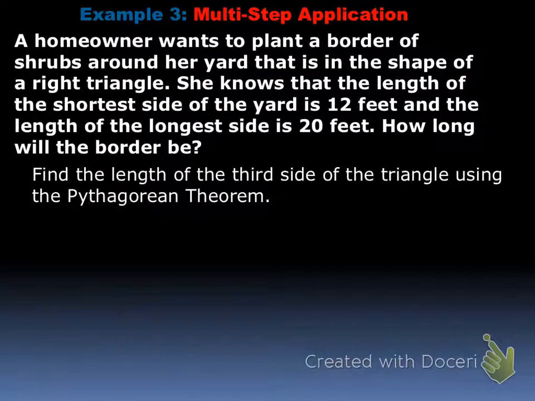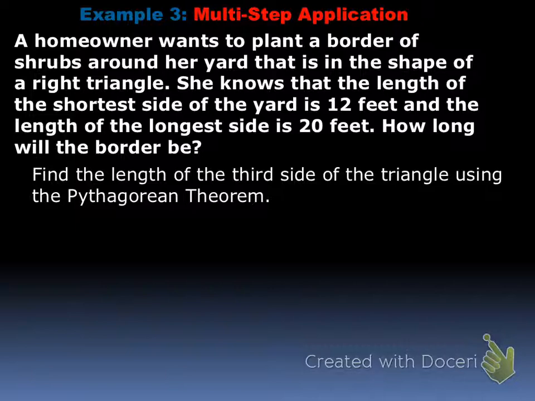Alright, now comes some application, how we're going to use these problems. In this example, a homeowner wants to plant a border of shrubs around her yard that is in the shape of a right triangle. She knows that the length of the shortest side of the yard is 12 feet and the length of the longest side is 20 feet. How long will the border be? Find the length of the third side of the triangle using the Pythagorean theorem.